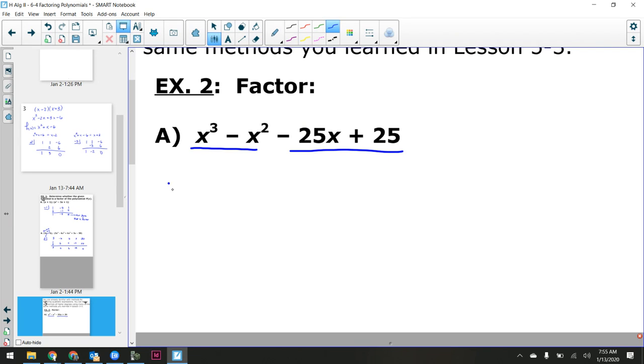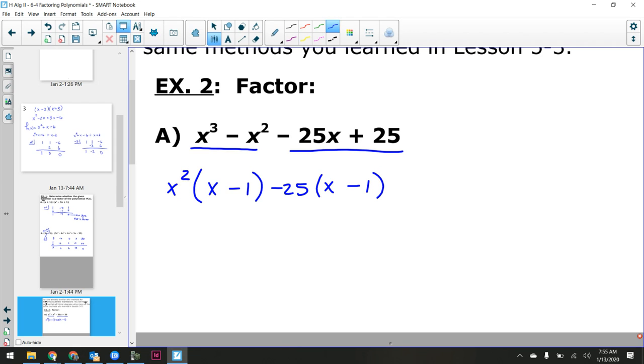Okay, so what's my GCF of my first 2 terms? x squared, right? So that turns into an x minus 1. What's my GCF of my second 2 terms? 25. Let's pull out a negative because it leads with a negative, which means that it's an x minus 1 inside parentheses. And hey, look at that. This factor.